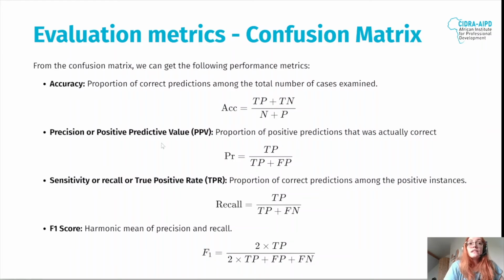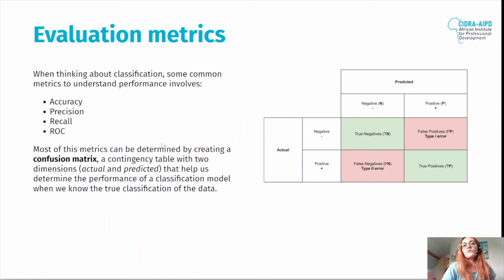The sensitivity, or recall, or true positive rate, is the proportion of correct predictions among the positive instances. So I'm not looking at what I predicted as correct; now I'm looking at all the positive instances. The recall is the true positive divided by true positive plus false negative. That is this part here. Now we're looking at reality, at what actually happened. Among all the people that actually had the disease, for example, how many of them did I predict correctly?